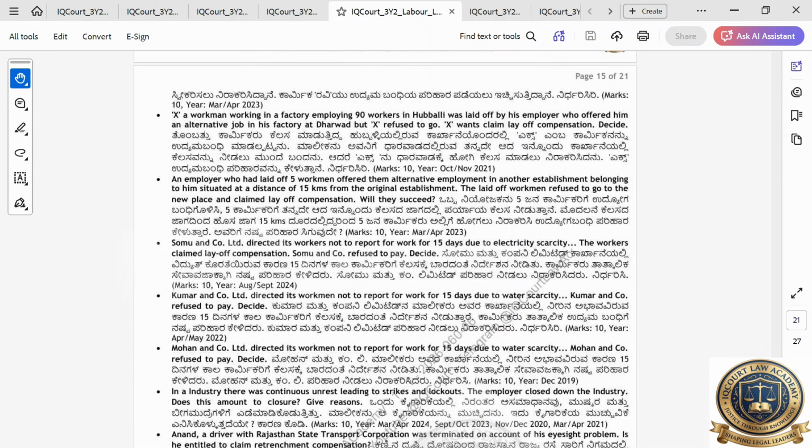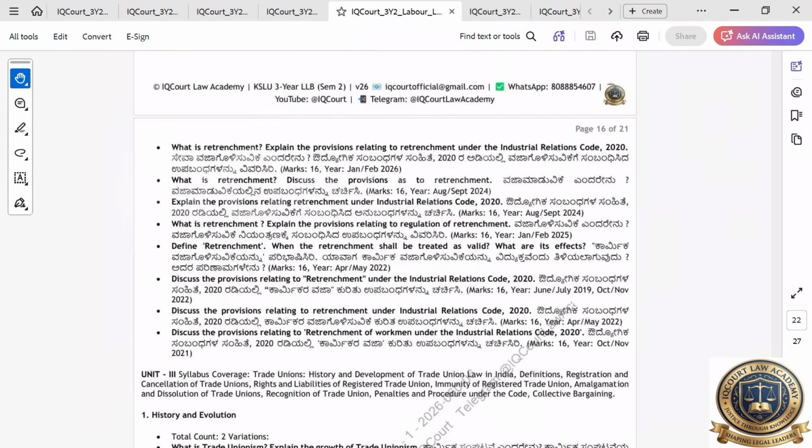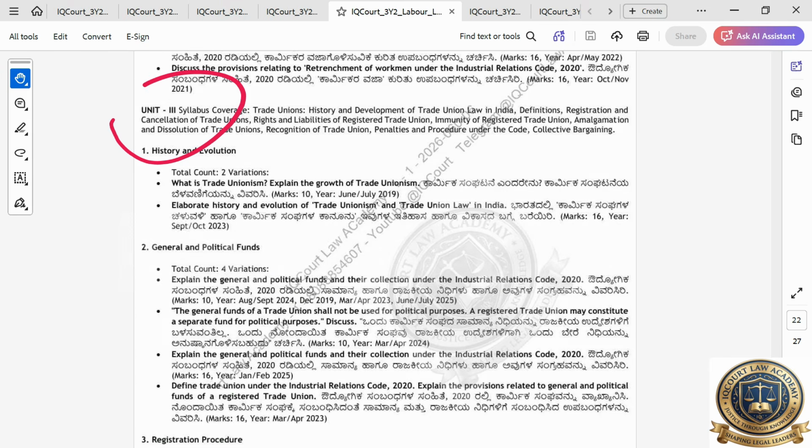So these are problems related to termination, layoff, and closure. They will ask the question. This is the way they will ask. Let us go to third unit, number 3.